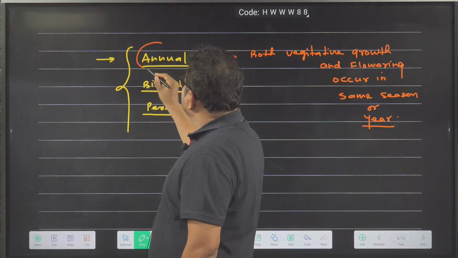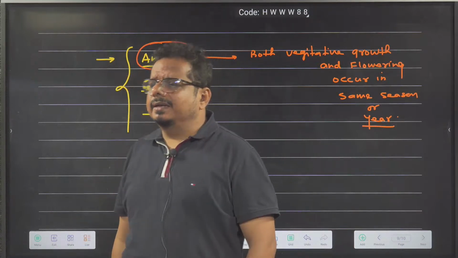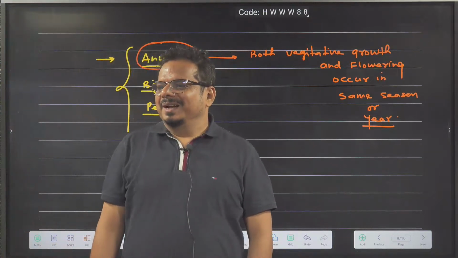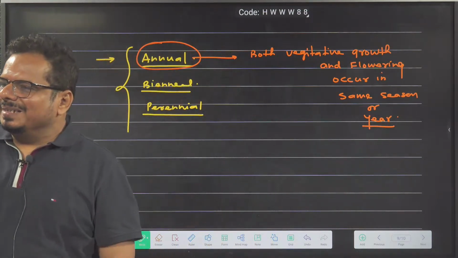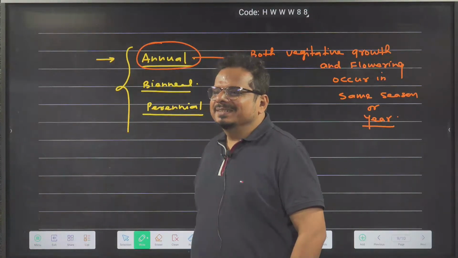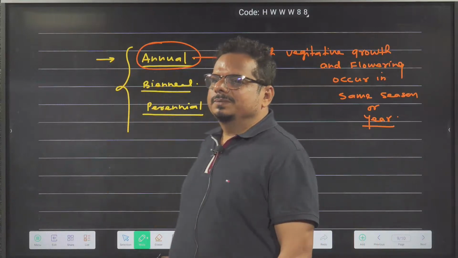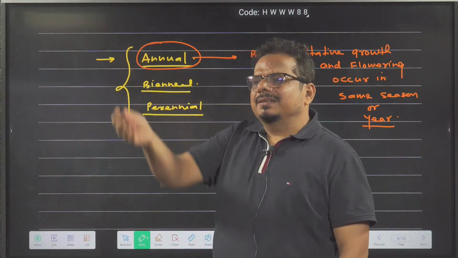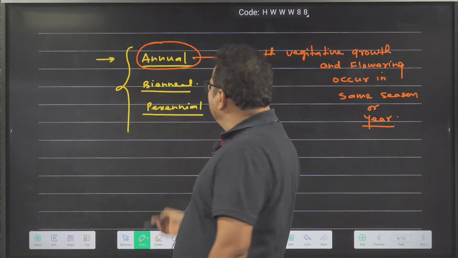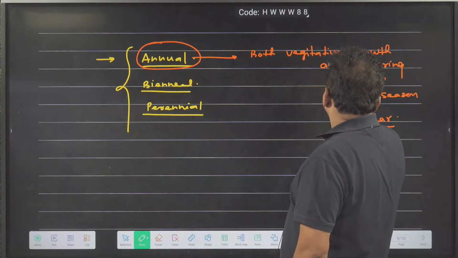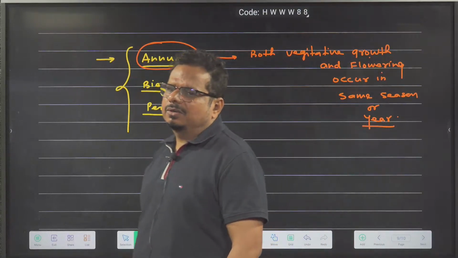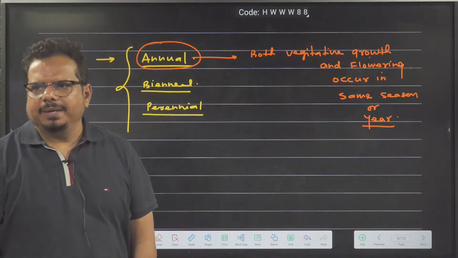In easy language you can say all the plants which complete their lifespan in one year are called annual plants. This is an example of differentiation, de-differentiation and re-differentiation. So first, basic class 6-7 terminology that came in morphology: annual plant, biennial plant, perennial plant. So what is an annual plant? Such plants complete their vegetative growth and flowering, both processes, in the same season or same year.